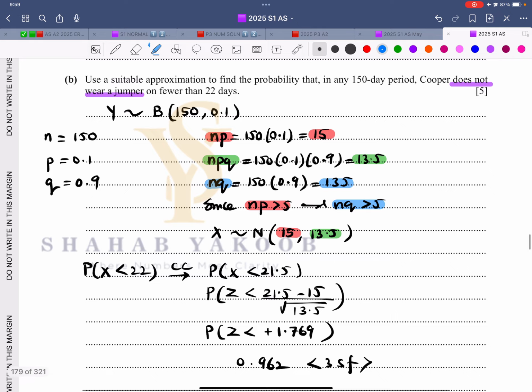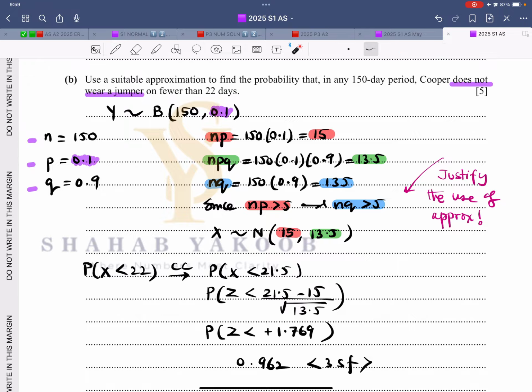Now it says use a suitable approximation. Find the probability that in a 150-day period, Cooper does not wear a jumper. So does not wear a jumper, that is this probability of success, that is 0.1. So that is this success 0.1. So now this is N, this is P, this is Q. Evaluate everything, whether the examiner asks for justification or not. It's my habit to write down the justification. Justify the use of approximation.